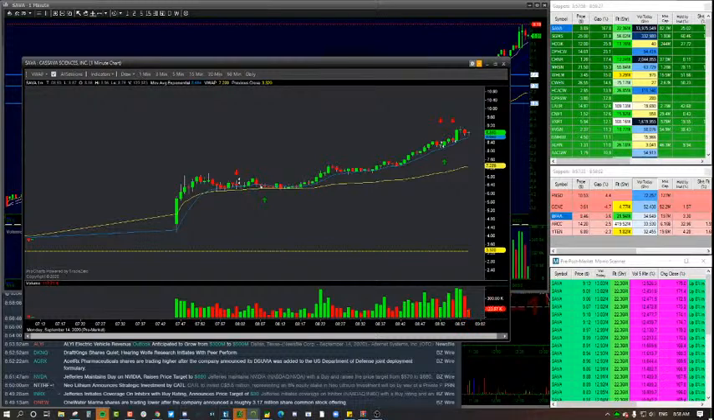It's holding the 90 EMA. So this line here, that's the 90 EMA. So let's see what Ross is saying. Yep, he's looking at it.